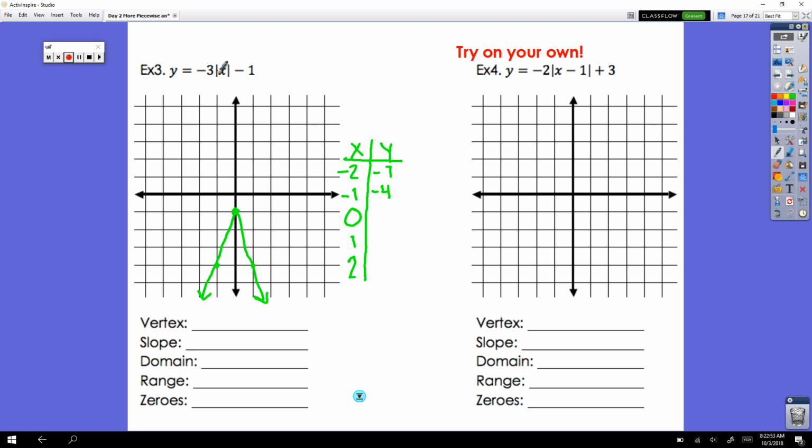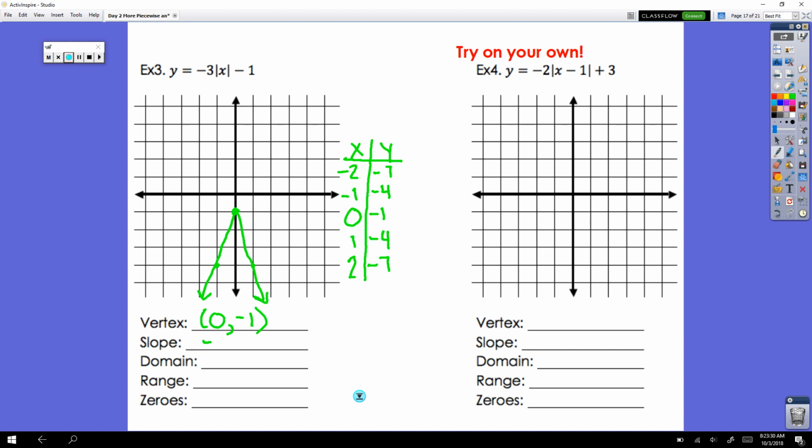Put 0 in. Absolute value of 0 is 0. 0 times negative 3 is 0, minus 1 is negative 1. We put 1 in. Absolute value of 1 is 1, times negative 3 is negative 3, minus 1 is negative 4. And we put 2 in. Absolute value of 2 is 2, times negative 3 is negative 6, minus 1 is negative 7, which we see here lines up with all the points that we already have. We can see our vertex is 0, negative 1.